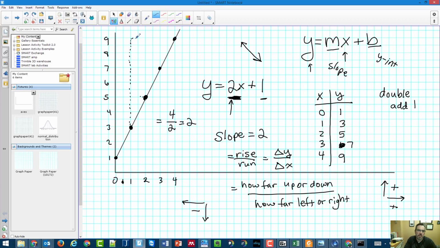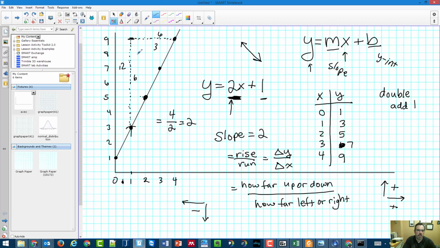Let's go all the way up to the very top, to 9. Again, I could count the squares and go 1, 2, 3, 4, 5, 6, 7, 8, 9, 10, 11, 12 up, and 1, 2, 3, 4, 5, 6 over. I could just count the points. From 3 to 9, I have a difference of 6, and from what looks like 1, when I go this way, all the way over to 4, I have a difference of 3.